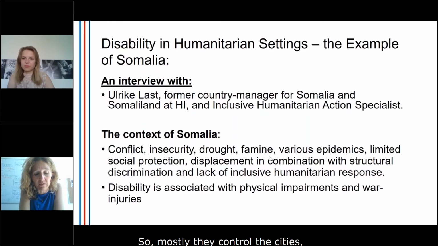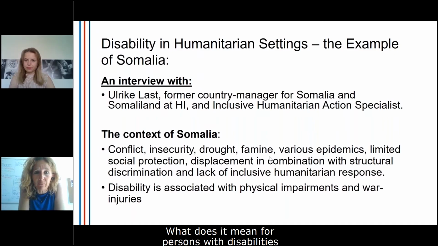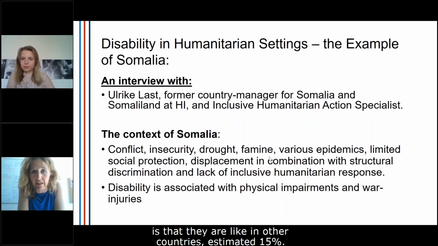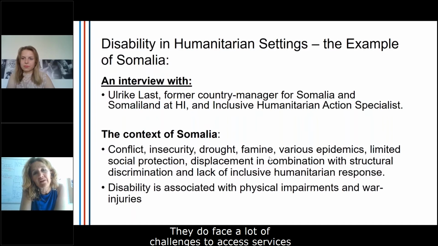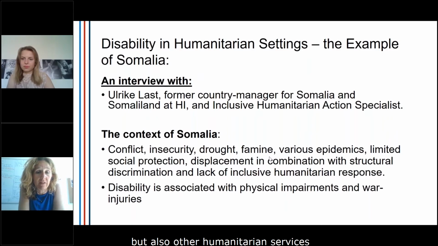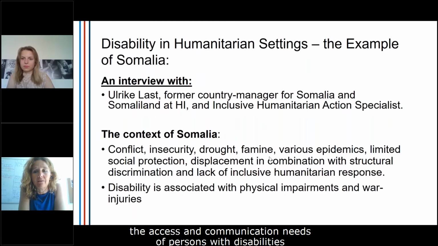So mostly they control the cities. And in the rest, in the rural areas, it's fundamentalist groups. Al-Shabaab, some of you may have heard that, have control there. What it means for persons with disabilities is that they are, like in other countries, estimated at 15%. We don't have population statistics. They do face a lot of challenges to access services such as rehabilitation services, but also other humanitarian services, as they are not tailor-made to include the access and communication needs of persons with disabilities equal to persons without disabilities.